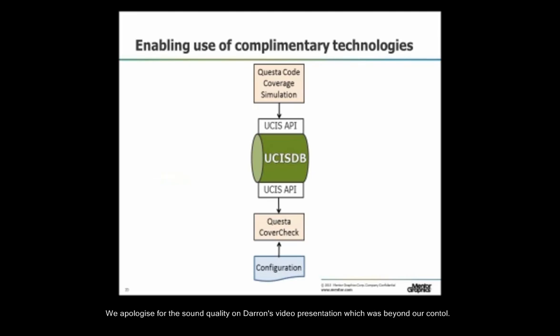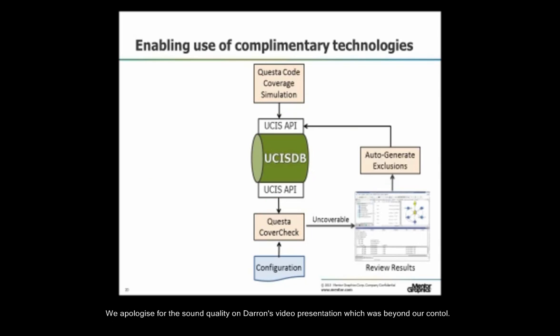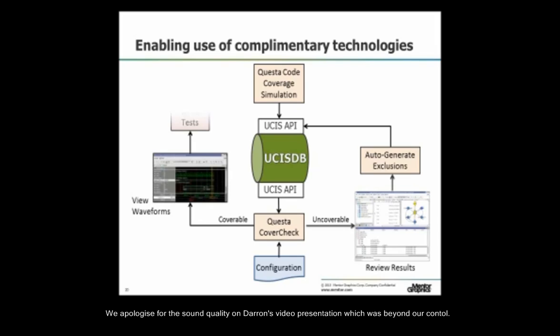cover check, which is basically formal technology that can read data directly out of the database. And then what basically happens is, because within Mentor our front ends are absolutely identical, any coverage objects that the simulator is putting into this database, our formal technology can read because it uses the same front end. And then basically what happens is Questa cover check will look at those uncoverable objects and automatically generate exclusions. So there's no more of this having to go in and analyze each one by one. This is done automatically by a static formal tool.